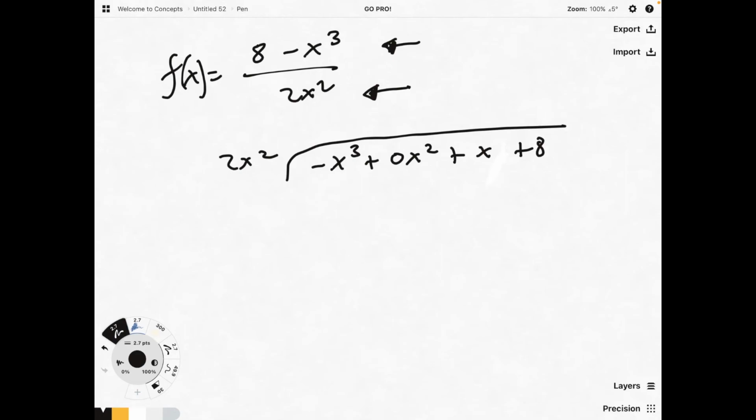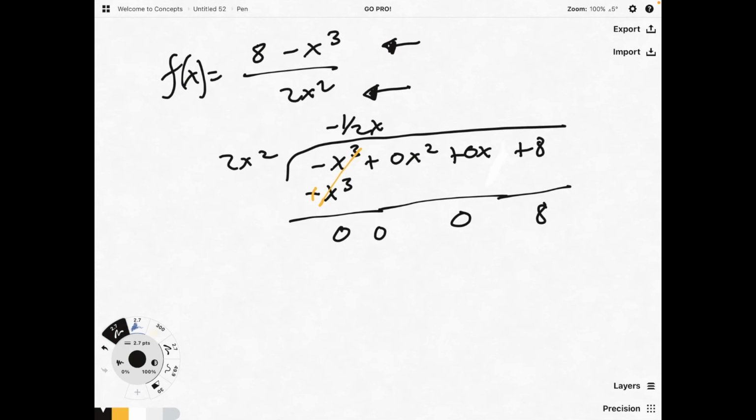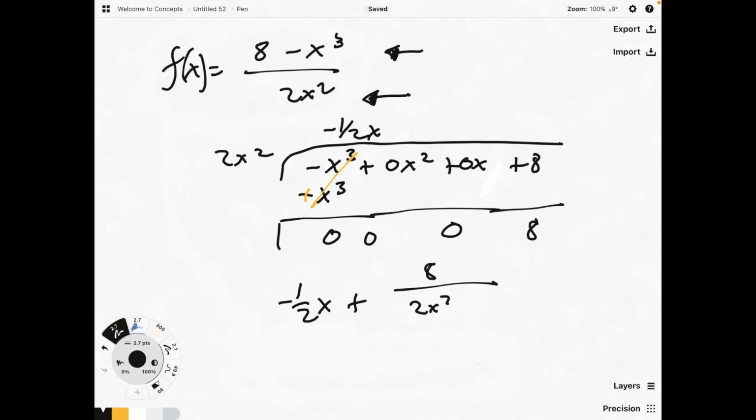How we get this first term is a negative 1/2 x. When we multiply those together, that's going to give us a negative x cubed, which is exactly what we want. And then we add this together, that crosses that out, and that gives us 0, 0. That's also supposed to be a 0x, so then that gives us 0, and that just leaves us with 8 here. And then we know that 2x squared cannot go into 8, so that means this is left to 1 divided by 2x plus 8 divided by 2x squared.